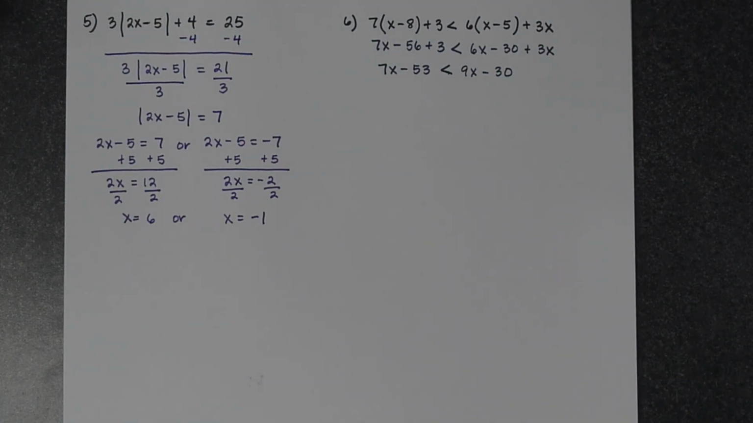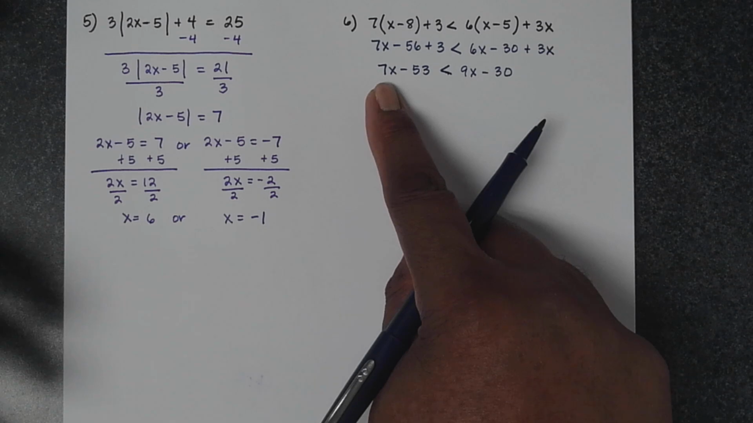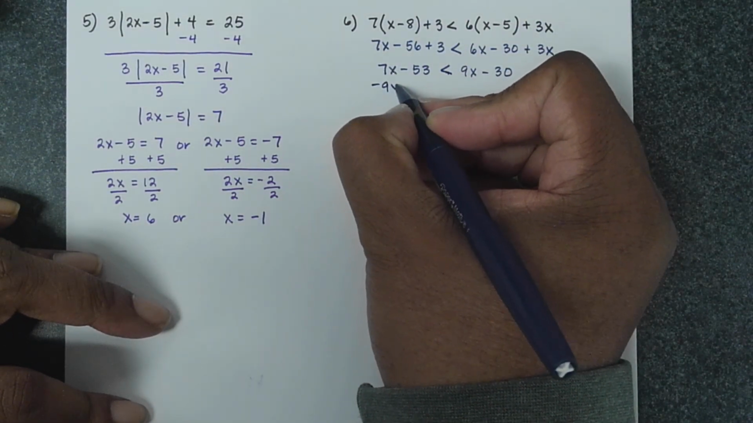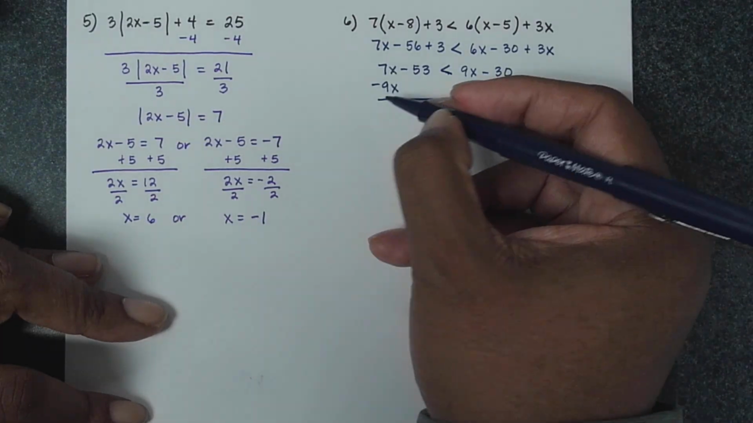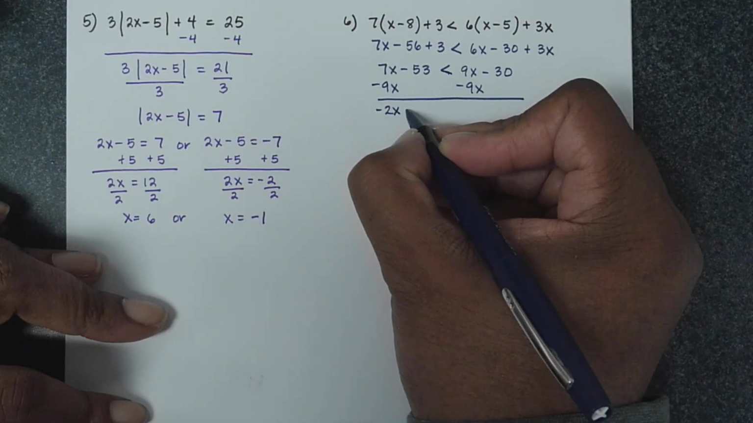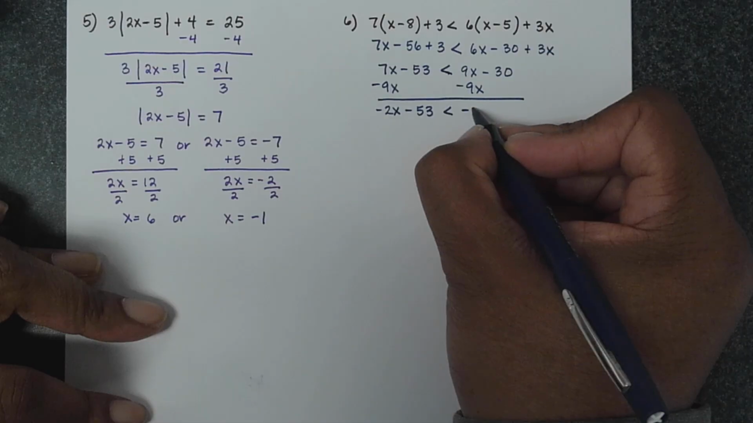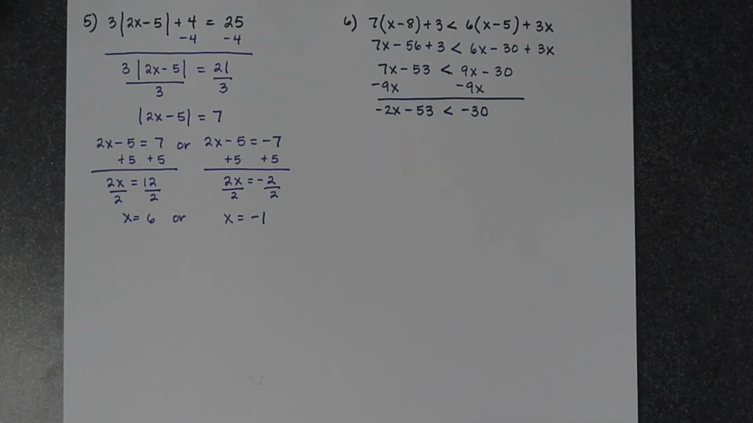Okay. Now, when you're solving an inequality, it would be best to move the variable terms over to the left-hand side. So I'm going to move the 9x over to where the 7x is. And I'm going to do that by subtracting 9x on both sides. And when I do that, 7x minus 9x will be negative 2x, minus 53 is less than, and don't forget to bring this negative sign in front of the 30. It would be negative 30.